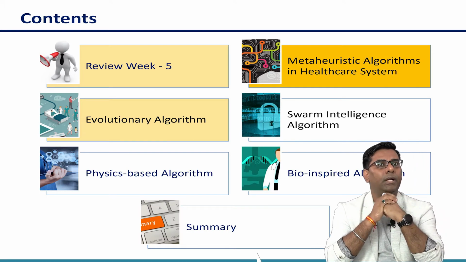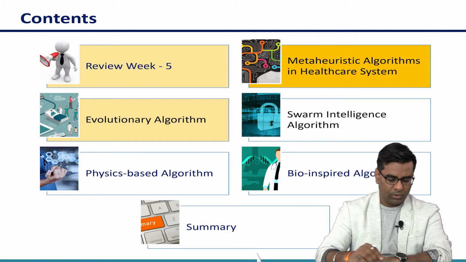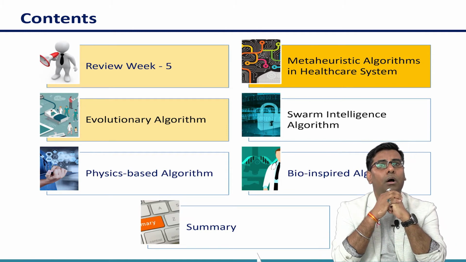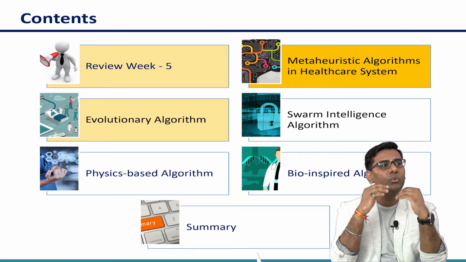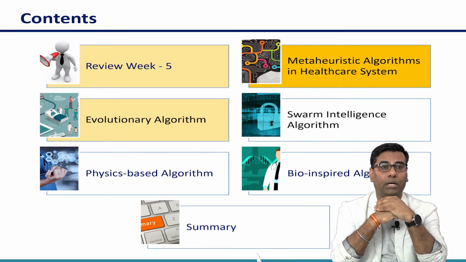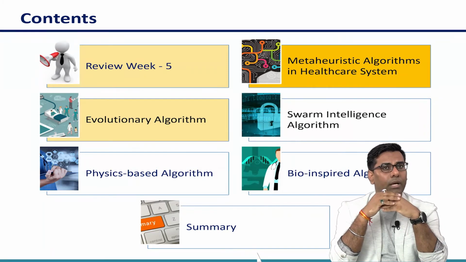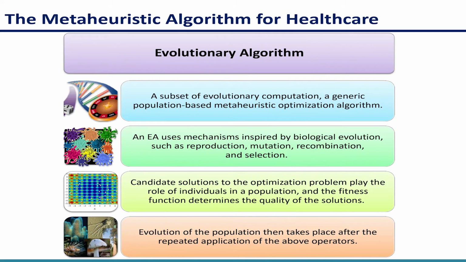So first, the first topic is evolutionary algorithms. We are going to talk about how evolutionary algorithms are used in the healthcare system, what other types of evolutionary algorithms there are, and how they are processed. So let's see. The first metaheuristic algorithm here is the evolutionary algorithm.